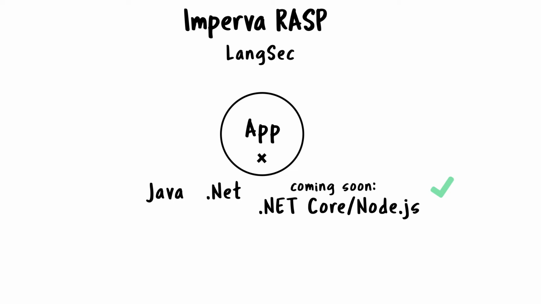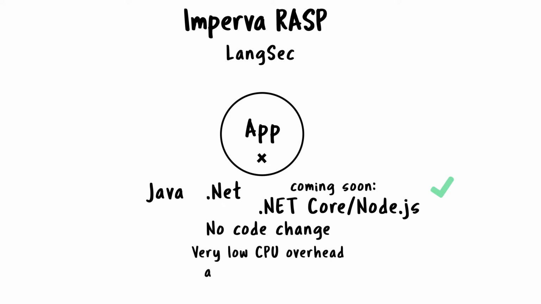Number one, RASP does not require code changes. Imperva RASP introduces very low CPU overhead, approximately 2%, but the reality is if your application's already overloaded, we're not going to overload it any more than it already is. If it's not overloaded, we'll be generally transparent to the application. So there's really no impact here.